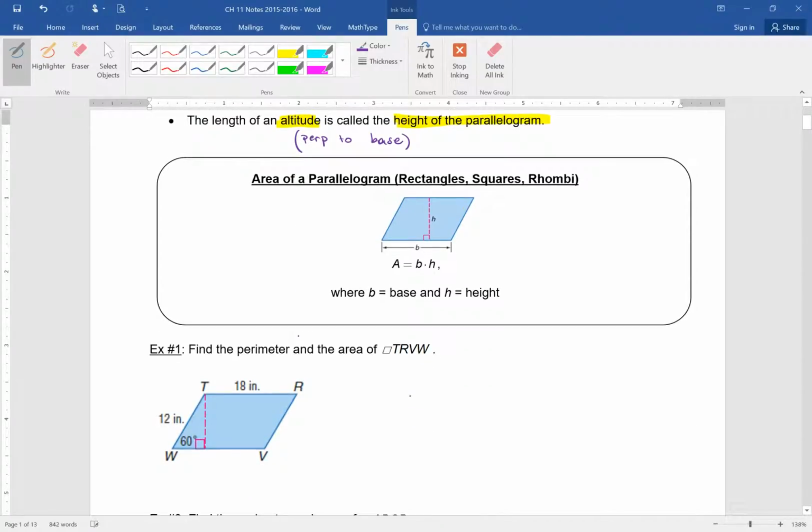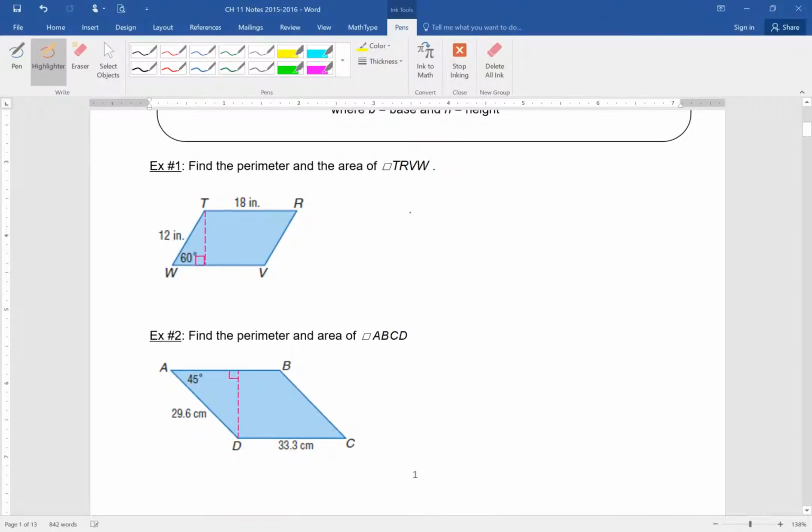You will see here that the area of a parallelogram, which includes rectangles, squares, and rhombi, is base times height. So you have the base and the height, which must be perpendicular to the base, and that is equal to the area. All right, so let's take our very first example.